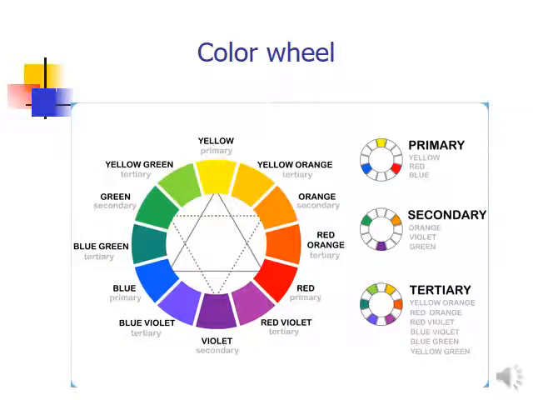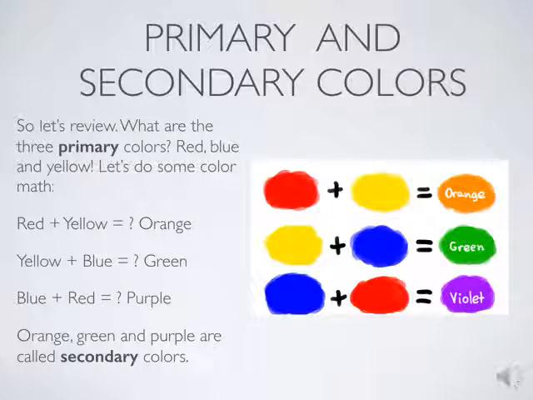So this is the color wheel. So we have the primary color, secondary color, and the tertiary color. Let's see together the primary color, secondary color, and the tertiary color. We will start with the primary and secondary color. So let's review what the 3 primary colors are. We have red, blue, and yellow.